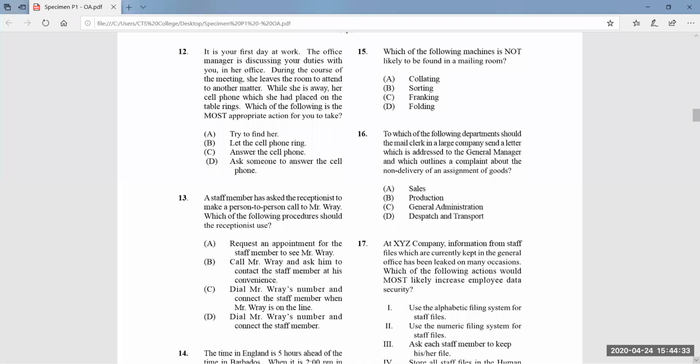B. Let the cell phone ring. Exactly, B, let the cell phone ring because that phone call has absolutely nothing to do with you. So you leave that to ring. When she comes back, she will see that she has a missed call. So I agree, the answer for question 12 is B. Look at question 13 for me. Read through question 13 and decide the answer there.